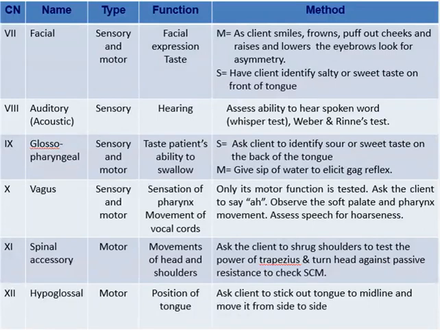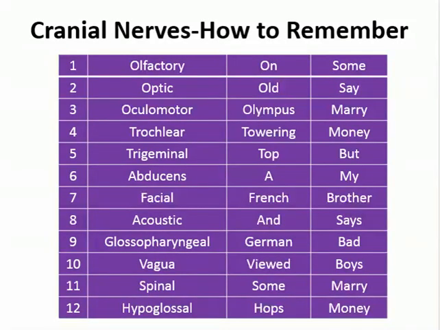On the twelfth number comes the hypoglossal nerve. It is motor in type and it functions for the position of the tongue. Ask the client to stick out the tongue to midline and move it from side to side to assess this nerve. This is a quick way to memorize these cranial nerves.